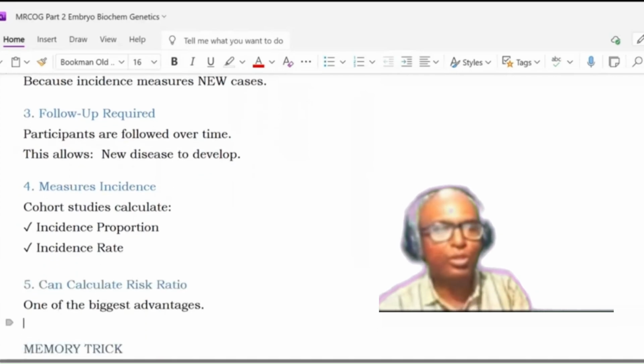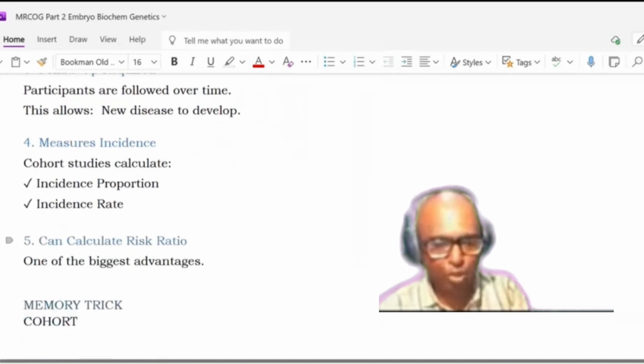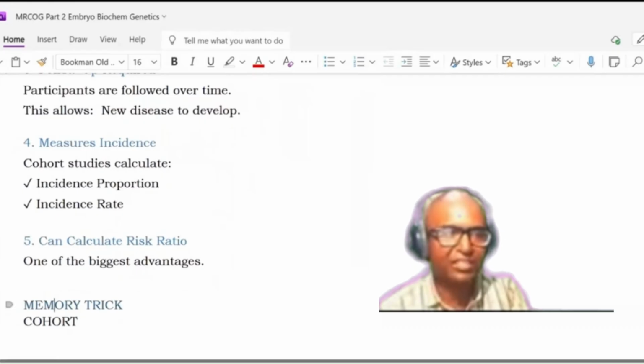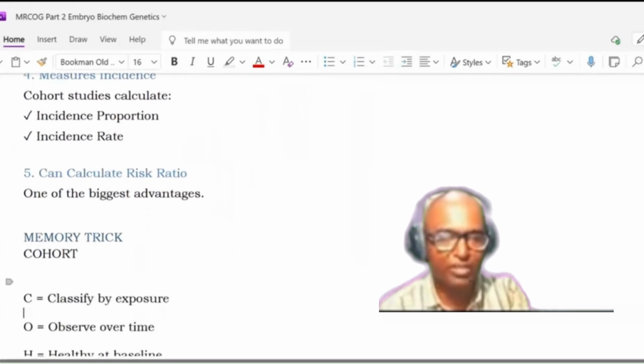Okay. So it can also calculate the risk ratio. Okay, that is the relative risk. It can calculate the risk ratio. So you get an incidence as well as relative risk. These are the two things which you get in the cohort study.